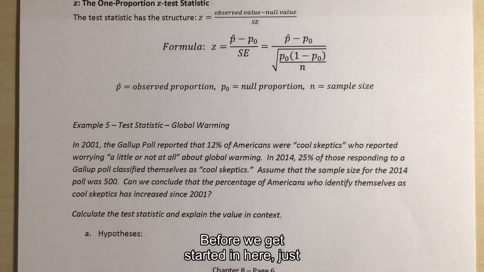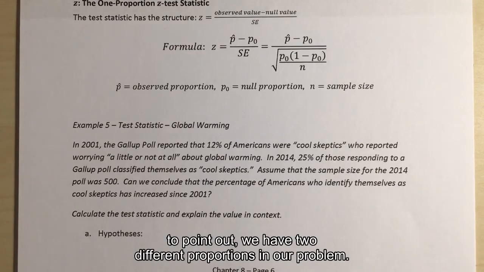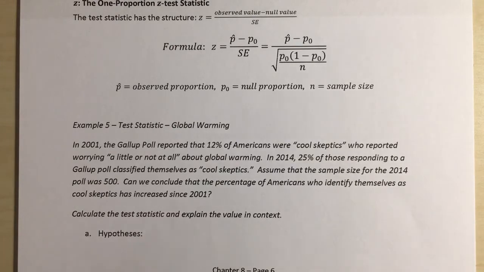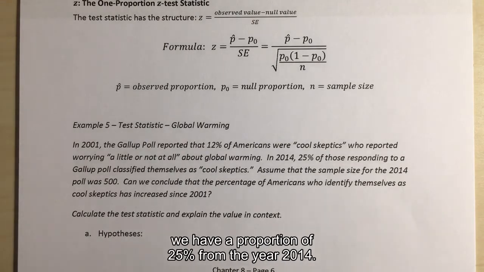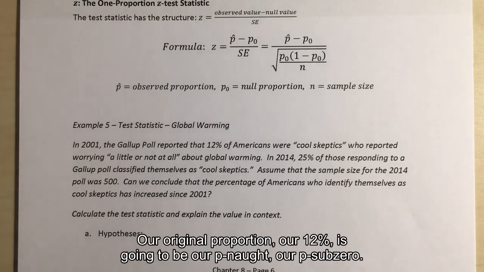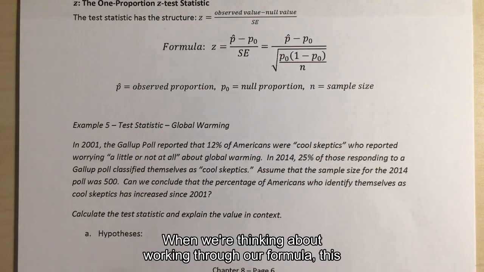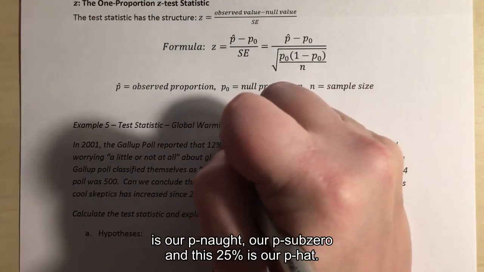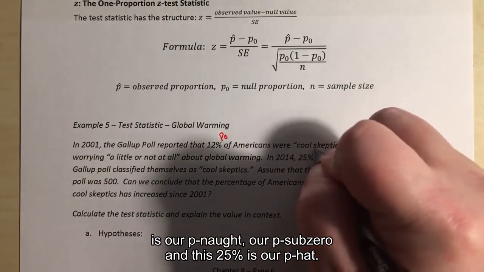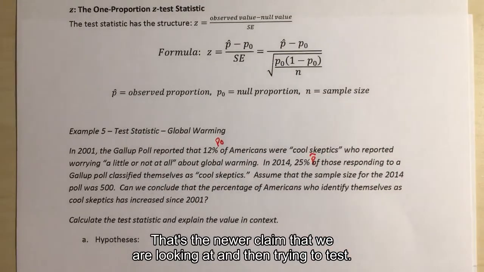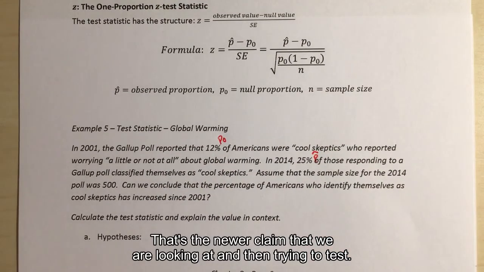Before we get started, just to point out, we have two different proportions in our problem. We have a proportion of 12% from the year 2001, and then we have a proportion of 25% from the year 2014. Our original proportion, our 12%, is going to be our P naught, our P sub 0. When working through our formula, this is our P naught, and this 25% is our P hat. That's the newer claim that we are looking at and trying to test.